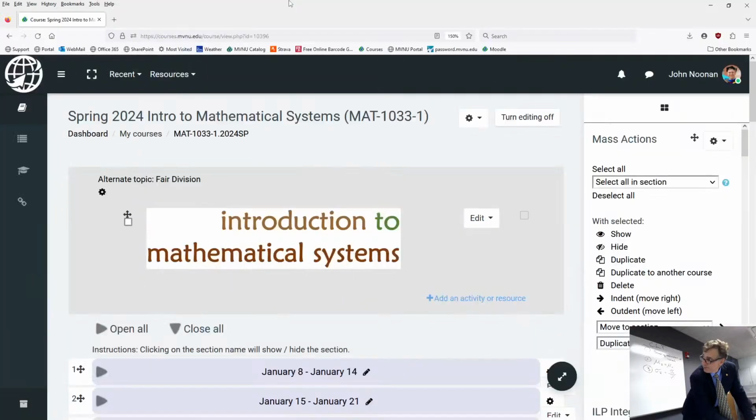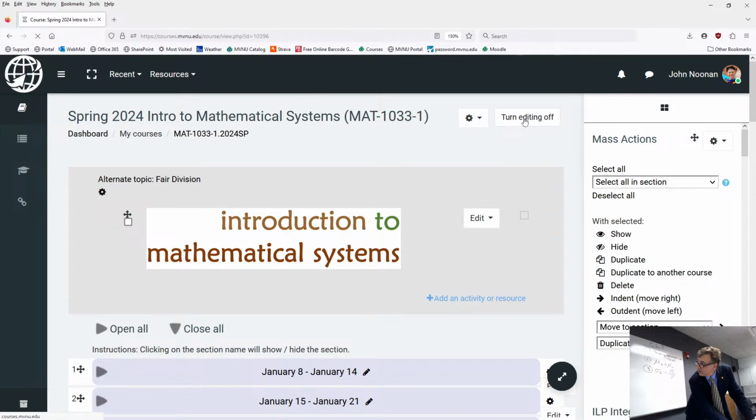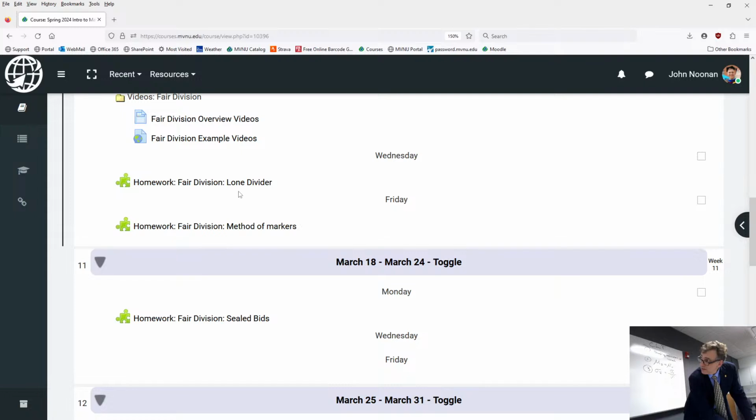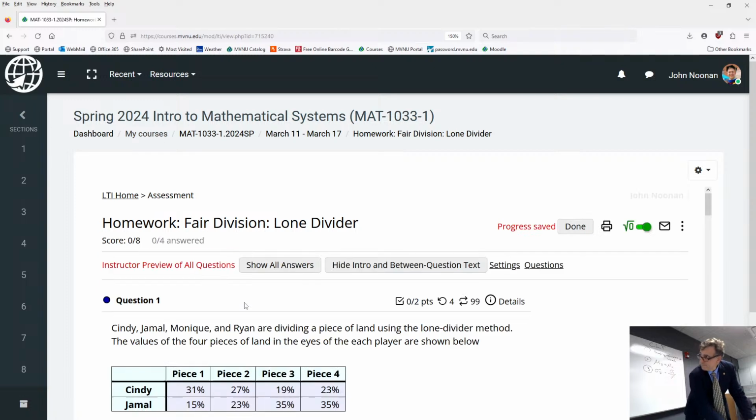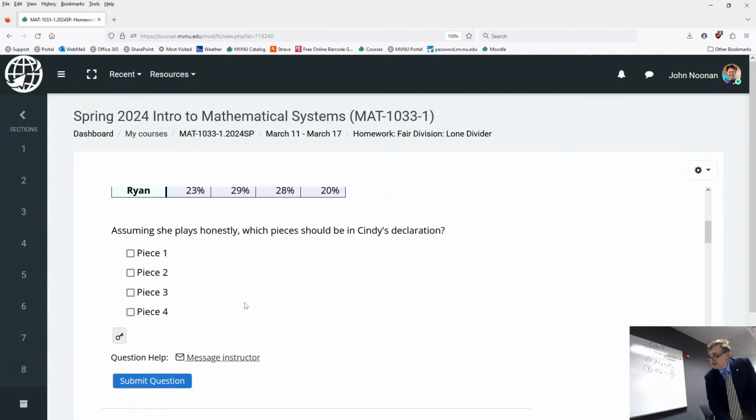Okay. So isn't this exciting? We're down here after spring break. There's this lone divider homework. So just a couple of things. This thing where it says Cindy's declaration, that's just Cindy's bid. So which ones does Cindy feel is the most acceptable? So that's that. That shouldn't be hard.